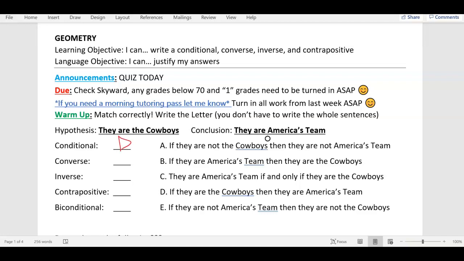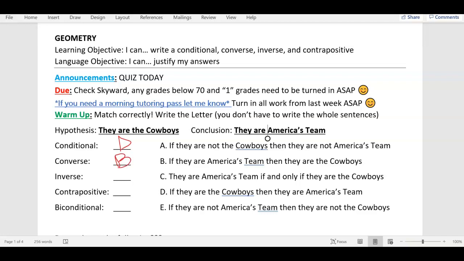Now, converse. What do we do with the two statements? Switch them, right? Like you're tying your Converse shoes. Switch them. So which letter matches for converse? B, if they are America's team, then they are the Cowboys. That's good. They switched the order.